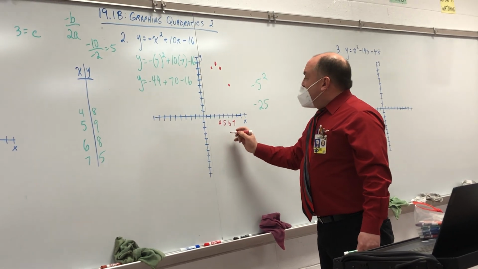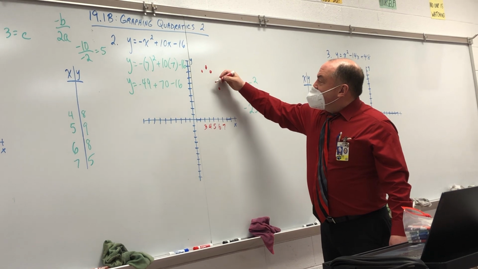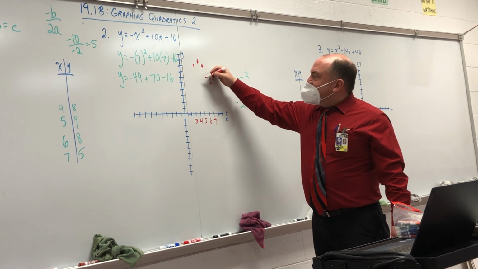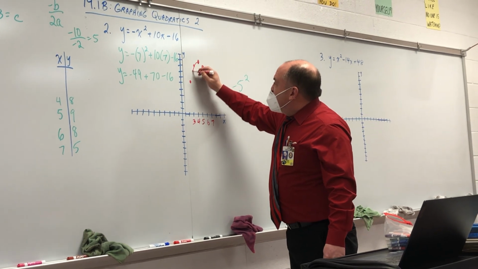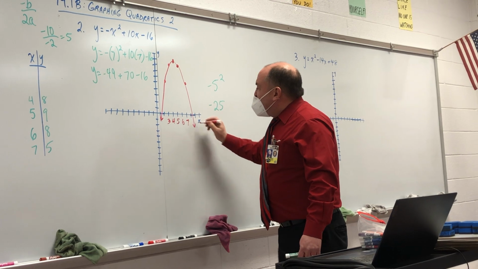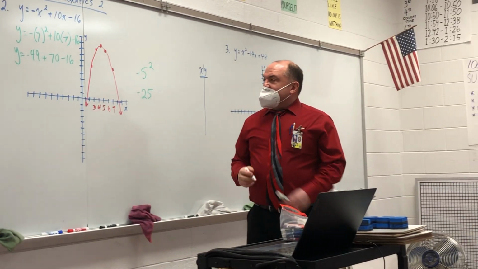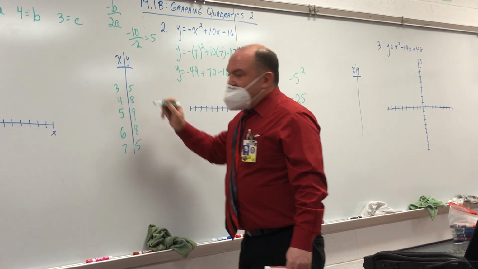If 7 is 5, what do you suppose 3 is going to be? 5. Right? You think you're funny, Abe. And Delta Math will automatically draw your graph for you, just like that.